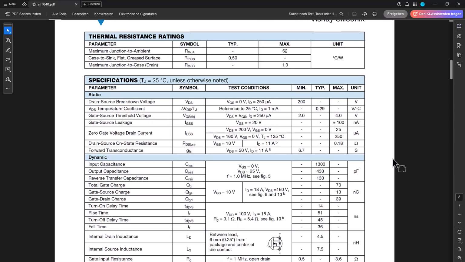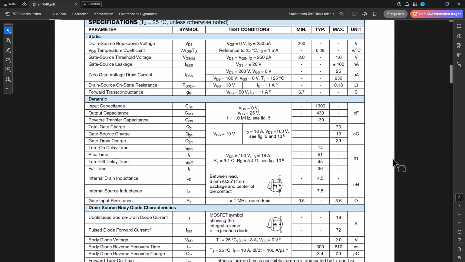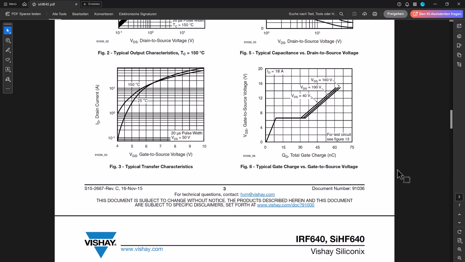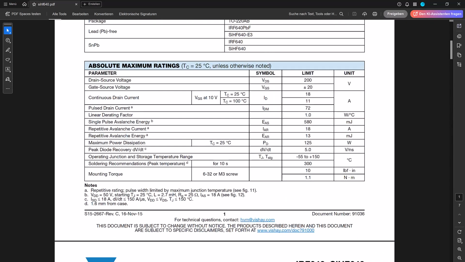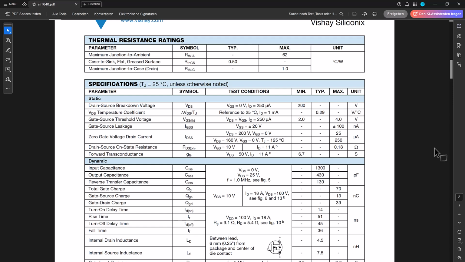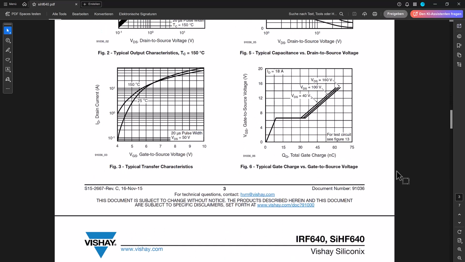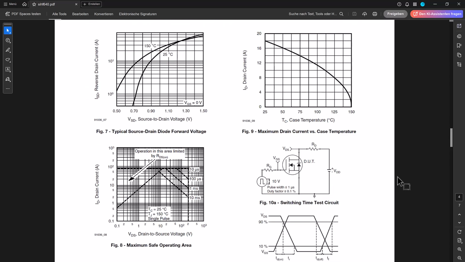Below the product summary, there are 2 blocks you need to love: absolute maximum ratings and specifications. The first tells you what you must never exceed. The second tells you what the manufacturer promises under stated test conditions. And then, on the following pages, there are the figures, the graphs that tell you the full story, the nuances a table simply cannot capture.